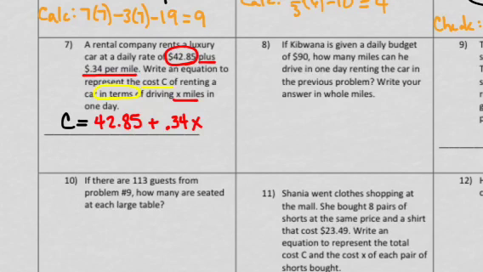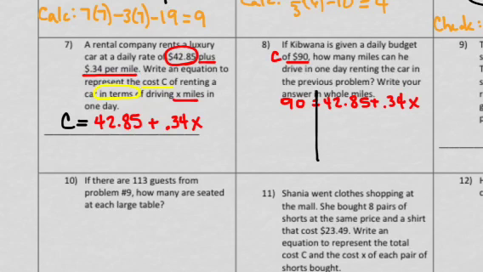Then going over to number 8, if Kibwana is given a daily budget of $90, that means that 90 is how much he can spend. So that's our C value. So let's go ahead and figure this out. We have 90 plugging in for our C is equal to $42.85 plus 34 cents times X. And we are ready to solve.